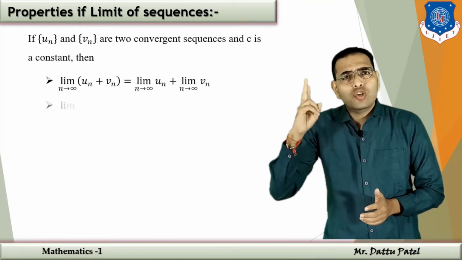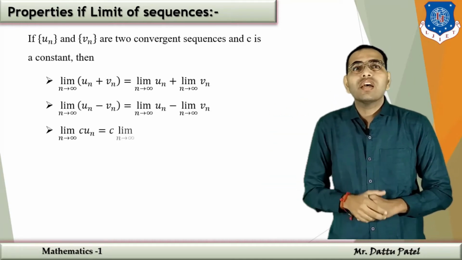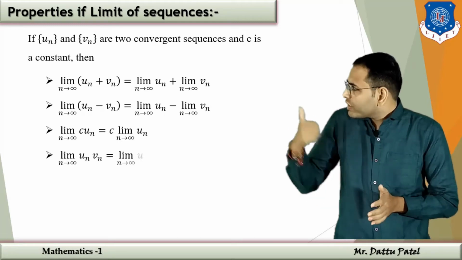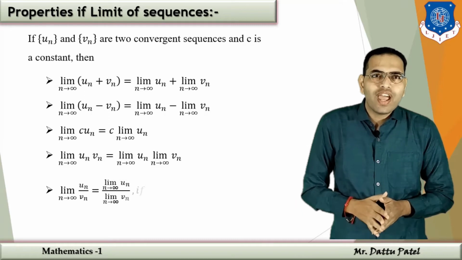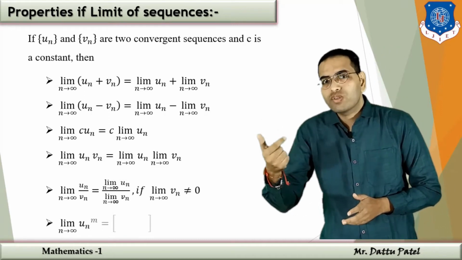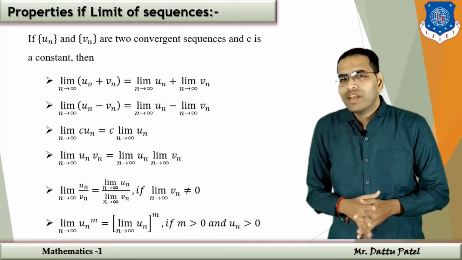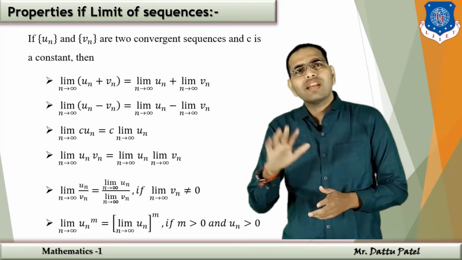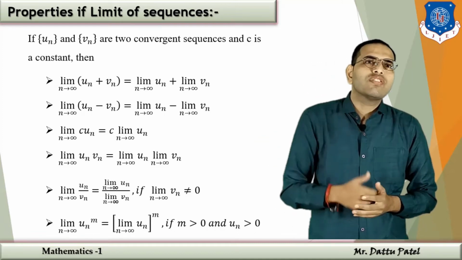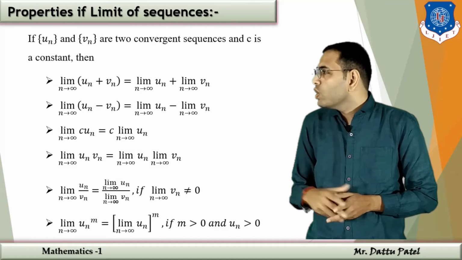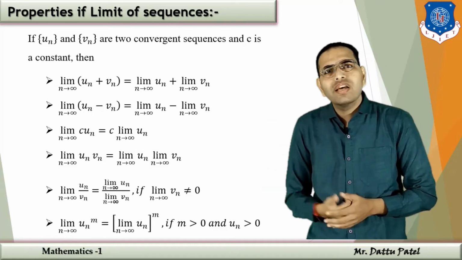Here there are two sequences, un and vn, which are convergent, and c is a constant. The first property, in terms of addition, means limit n tends to infinity of un plus vn is equal to, separating the limits, limit n tends to infinity un plus limit n tends to infinity vn. Similarly, the second one, in subtraction form: limit n tends to infinity un minus vn is equal to, separating the limits, limit n tends to infinity un minus limit n tends to infinity vn.